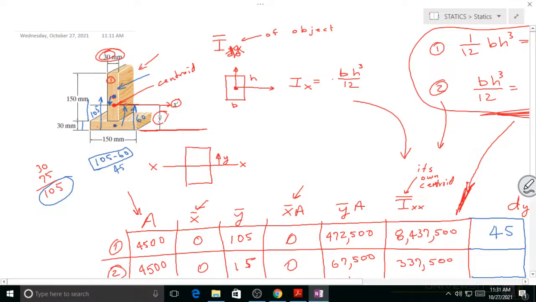Now, the distance from here to there, this distance is 15, and this distance is 60. So 60 take away 10 is 50. Take away 5 is 45? Am I seeing that right? So it's 45 for both of those. Correct me if I'm wrong.